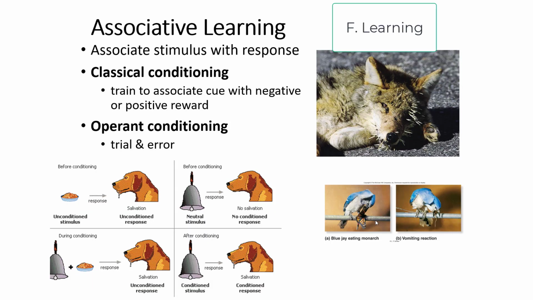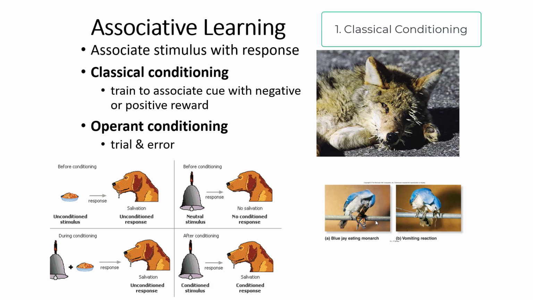Well, we're going to look at at least 3 ways of how learning occurs. And this is associating a stimulus with a response. There's classical conditioning. This is the example of Pavlov's dog. You have an unconditioned stimulus, such as food, and an unconditioned response, such as salivation in the presence of food. You have a neutral stimulus, such as ringing a bell. This does not make a dog salivate under normal conditions.